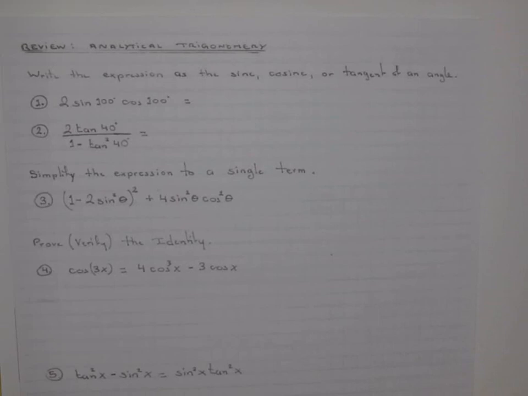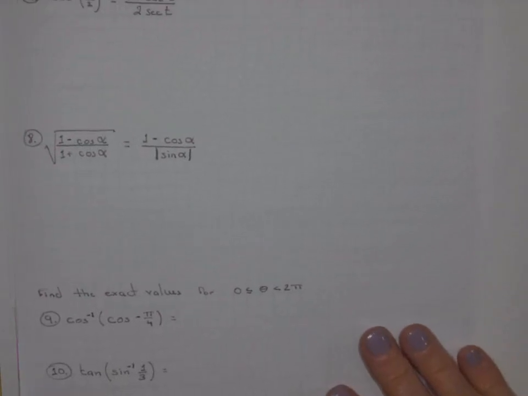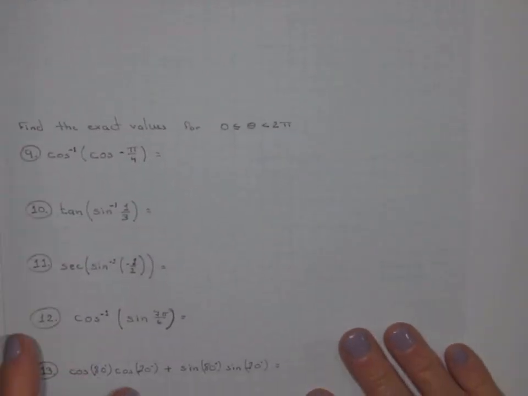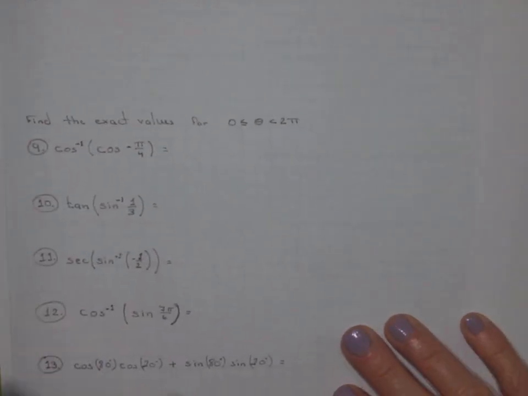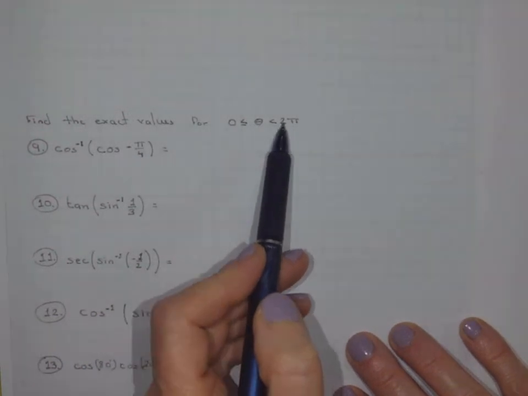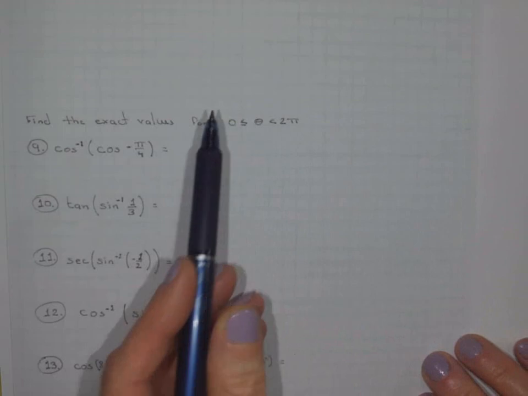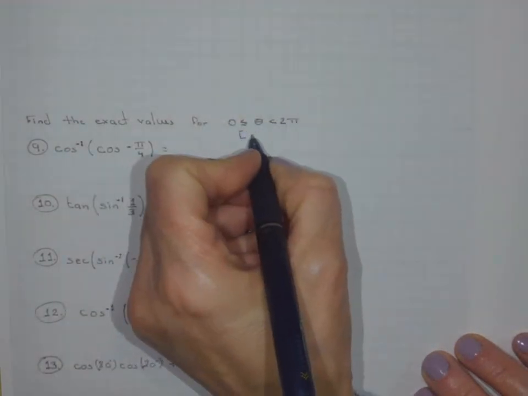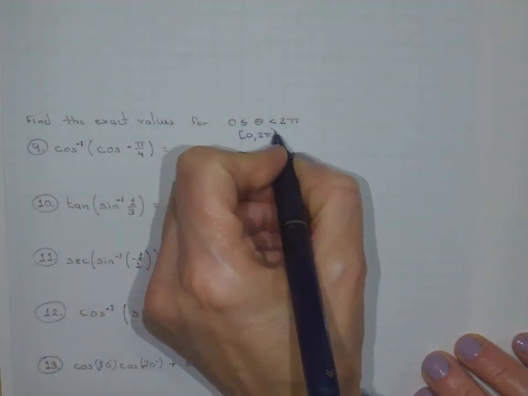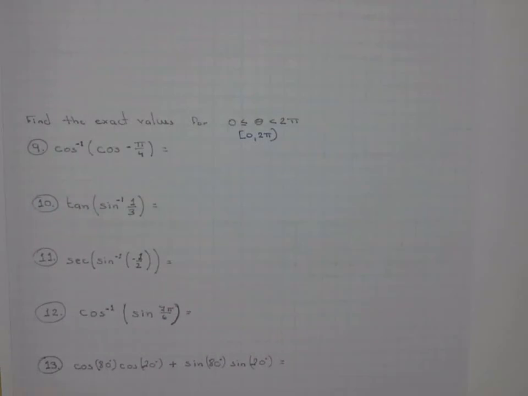Alright, so we are going to do number 9 through 15 on this video. So there we go, number 9 starts down here. We need to find the exact value, and we're going to go from 0 to 2 pi, not including 2 pi, but including 0, right? So our interval really will be from 0 to 2 pi, open end there.